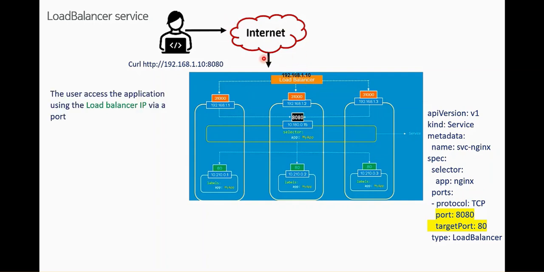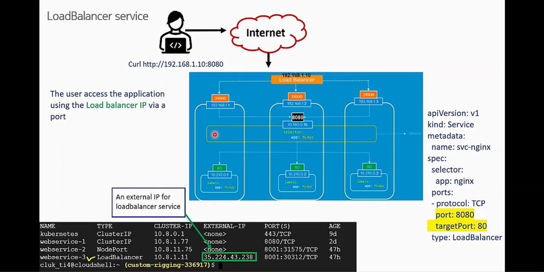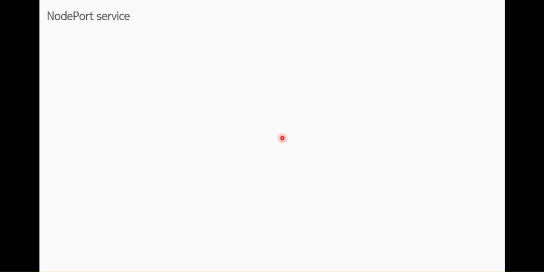Okay, so the user accesses the application using the load balancer IP via the port. This time, if we see the kubectl get services output, we get a load balancer type of service along with an internal and an external IP address. Okay, let us understand the last service type, which is the node port service.